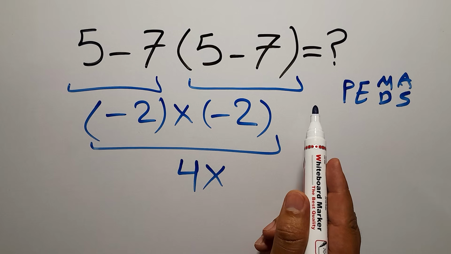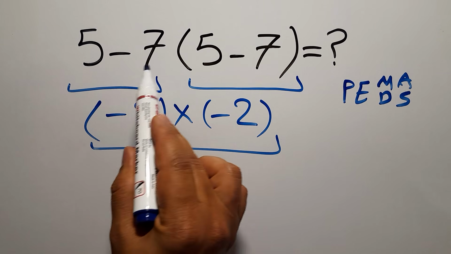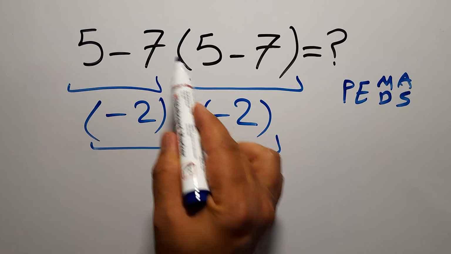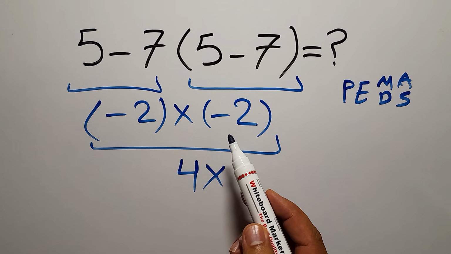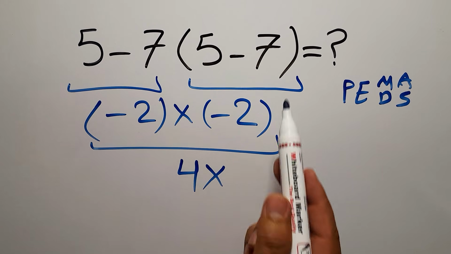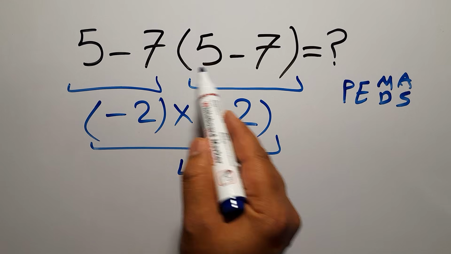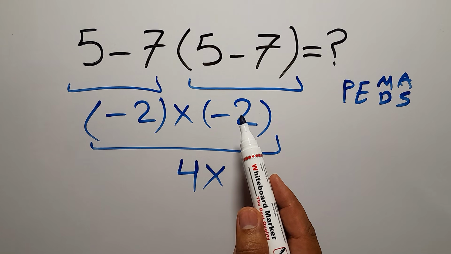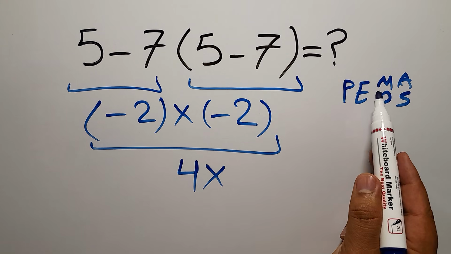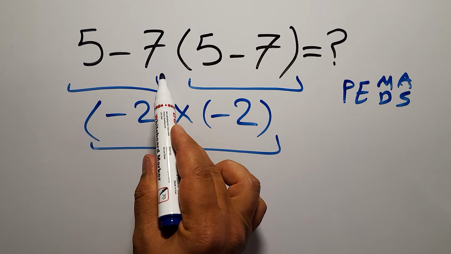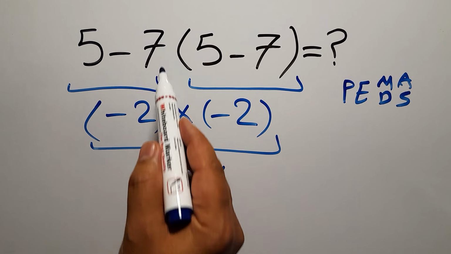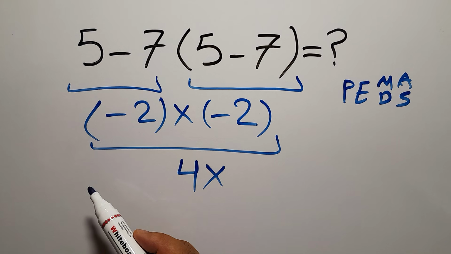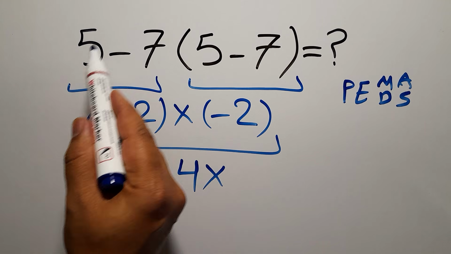In this expression, we have one subtraction, one multiplication, and one parentheses. Parentheses has higher priority than other operations. So first we have to do this parentheses. And in PEMDAS, multiplication comes before subtraction. So next we have to do this multiplication and finally this subtraction.